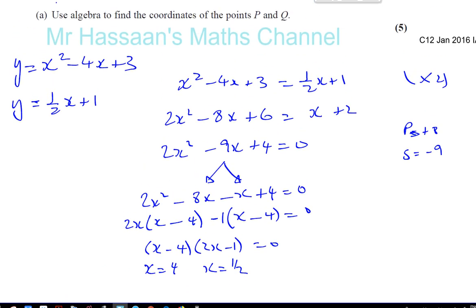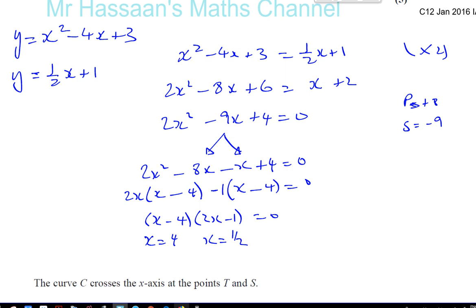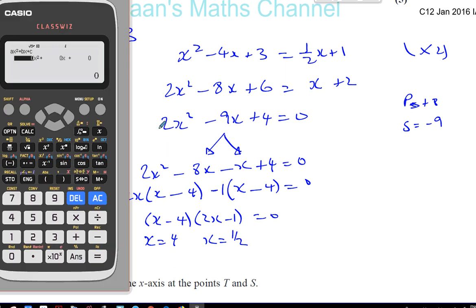You could even do it from, well, I suppose that's about where you should do it from. So a, b, and c. You put 2 as a, press equals. Then -9 as your b, press equals. And then +4 as your c, press equals. You press equals again, will give you one solution, which is 4. Press equals again, you know the solution, which is a half. So you can check that you've solved the equation in the correct manner.